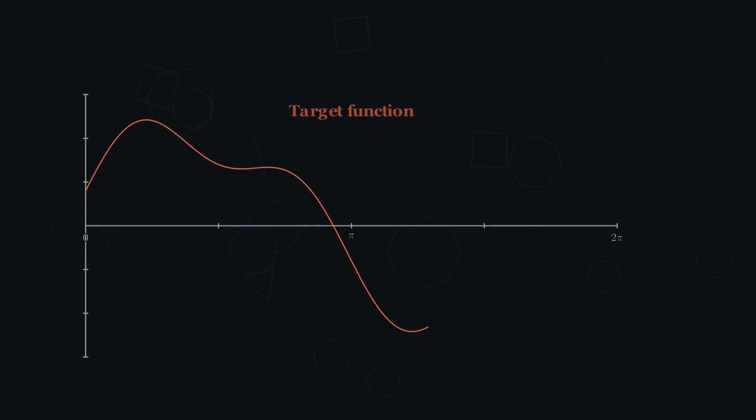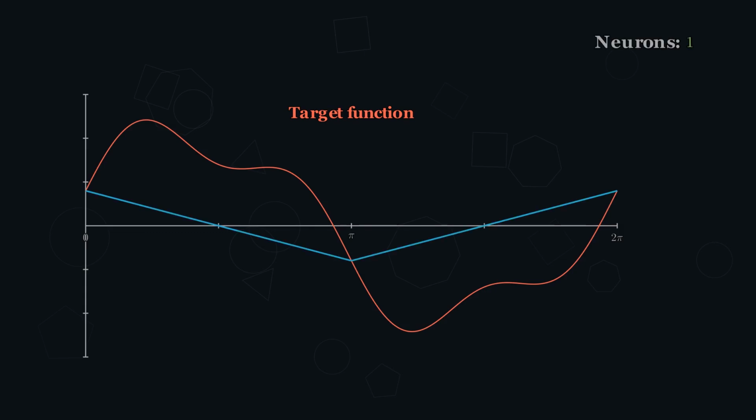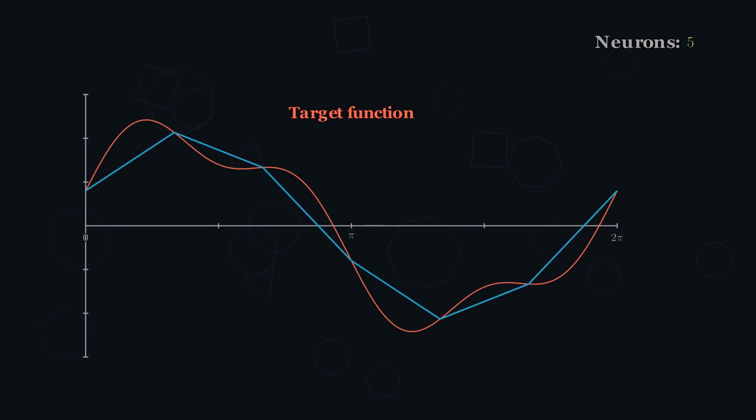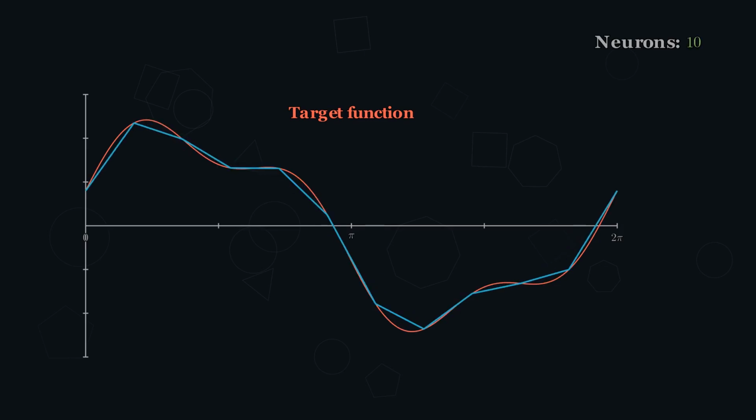Watch this curve. It twists and turns in ways that seem impossible to describe with simple straight lines. But what if we try? One straight line segment, a terrible approximation. Two segments, slightly better. Five segments, now we can see the shape emerging. 10 segments, remarkably close. 20, nearly perfect.